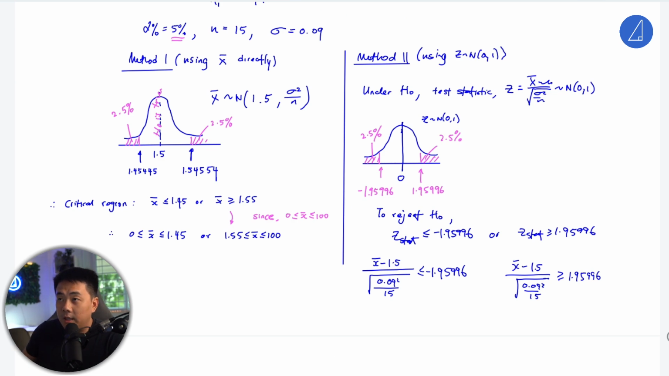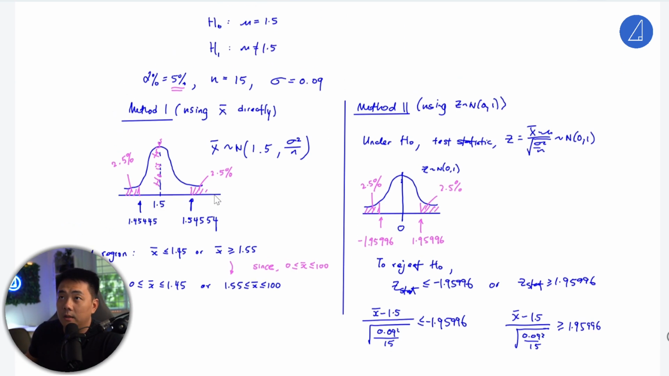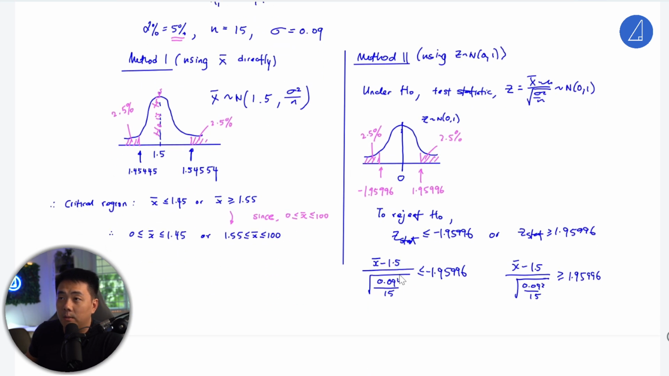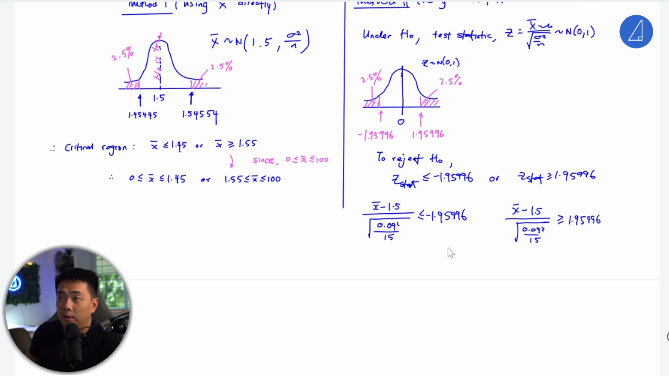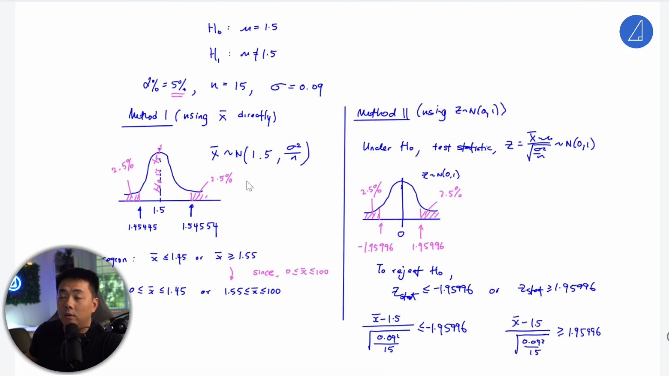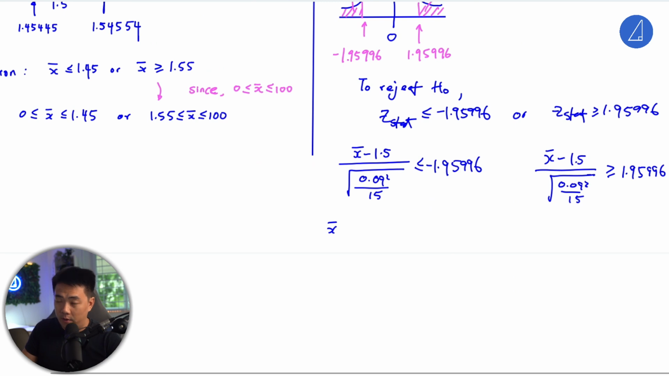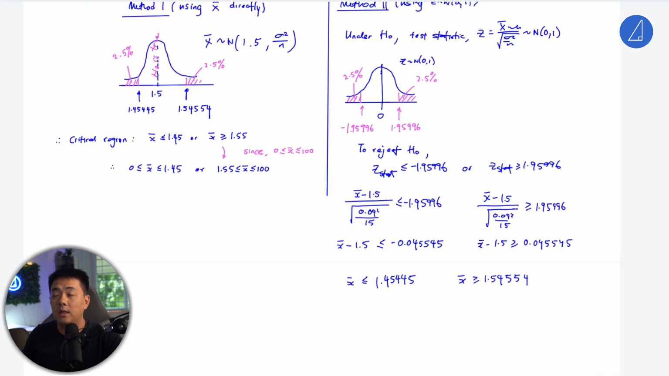Okay, then just carry out the test here. So we just standardize the z statistic: x bar minus 1.5, which is the mu, then divided by the square root of sigma squared over n. Then we're just going to find the range of x bar. Just multiply this positive value with negative 1.95996. So you just solve this linear inequality.